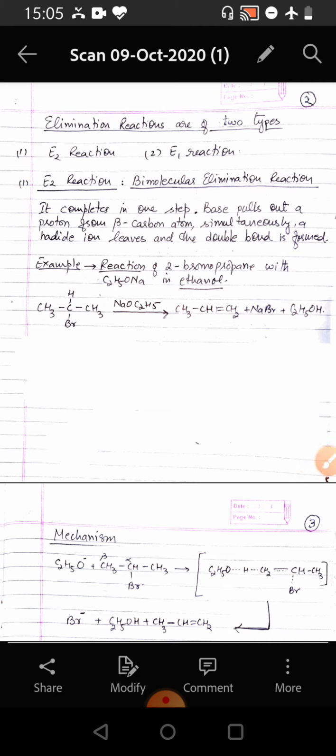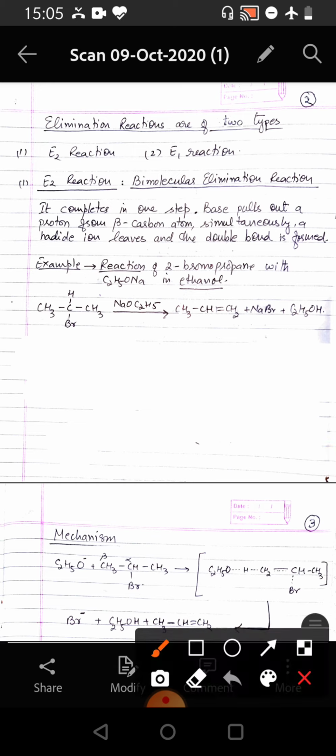E2 reactions are bimolecular elimination reactions. It completes in one step. The base pulls out a proton from beta carbon atom. Simultaneously, a halide ion leaves and the double bond is formed. In this, the ethoxide ion abstracts hydrogen from the methyl group. The bromine leaves as the bromide and the resulting product is propene, NaBr and C2H5OH.